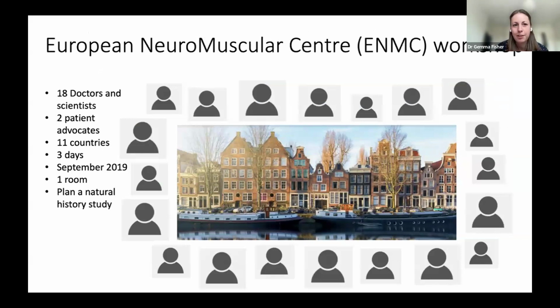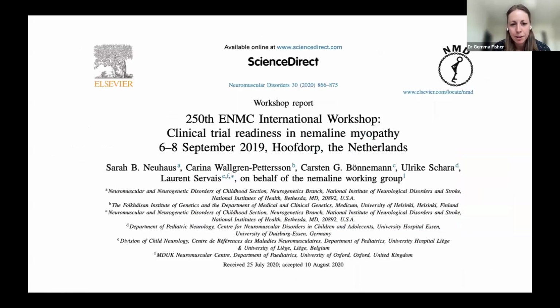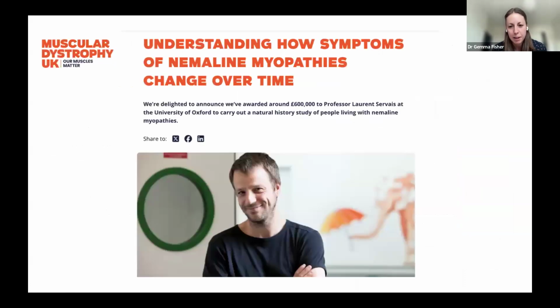So the basis to the natural history study is a European Neuromuscular Centre workshop where 18 doctors and scientists got together with 2 patient advocates from 11 countries. And for 3 days, they sat in a room and they planned a natural history study. They were in the Netherlands, hence the picture of beautiful boats and water. And then this was the paper they produced from this meeting. Professor Survey was one of the leaders of this meeting, hence being one of the perfect people to take the natural history study forward. And here's a picture of Professor Survey and the MD UK information advertising the natural history study.